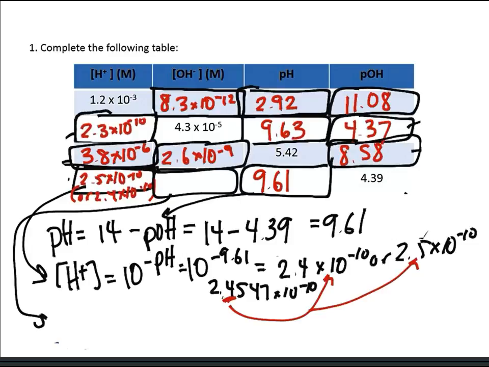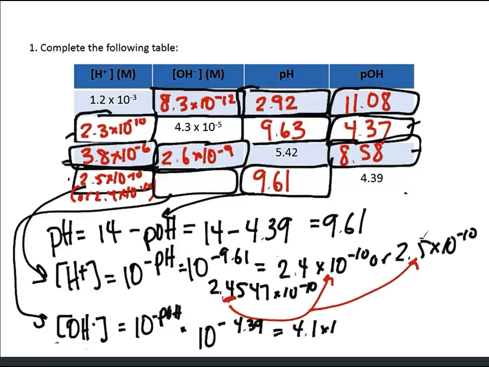The last calculation here is hydroxide ion concentration. You can either do 10 to the negative pOH, 10 to the negative 4.39, which gives me 4.1 times 10 to the minus 5, or I could have calculated it from the hydrogen ion concentration. It would be Kw divided by this 2.4547 times 10 to the minus 10 number, which should still give you the same value here, 4.1 times 10 to the minus 5 molar.